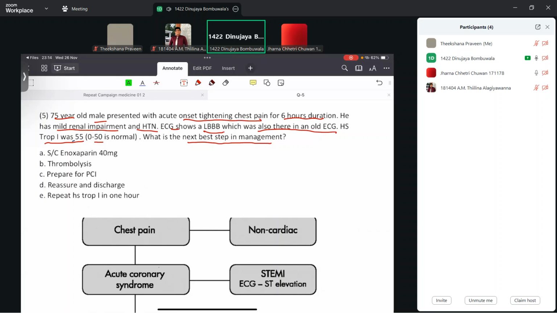Why? Because this is ST elevation, and within 6 hours. There are no ST elevations. Oh, sorry, it's an old decision. All ECGs show left bundle branch block. Left bundle branch block, yeah.